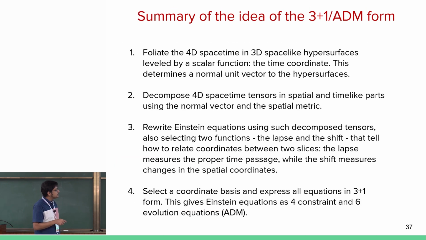we have first split space-time, we have decomposed tensors along the normal as well as along the spatial slices. We have rewritten Einstein's equations using two special functions that tell us how our coordinate degrees of freedom evolve and change, and then we have allowed for a basis and expressed all these equations in that basis.